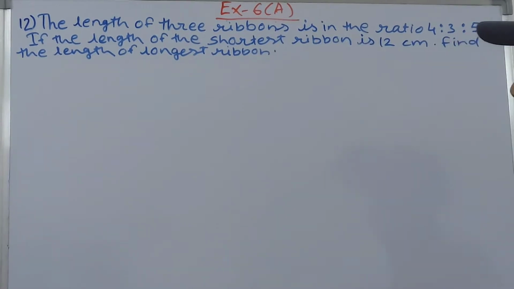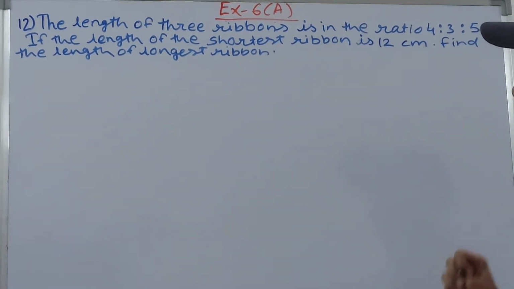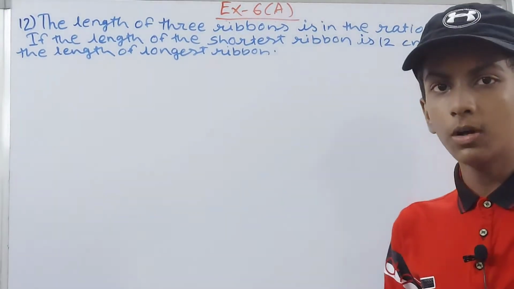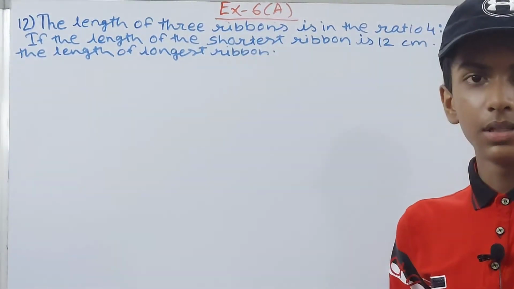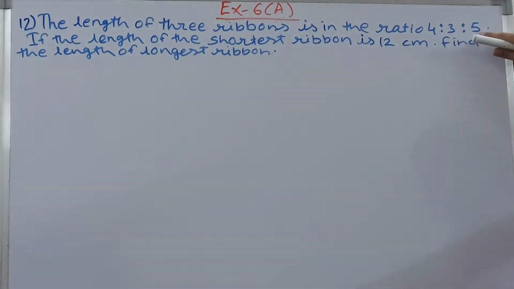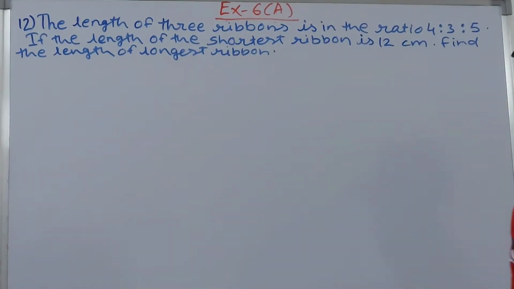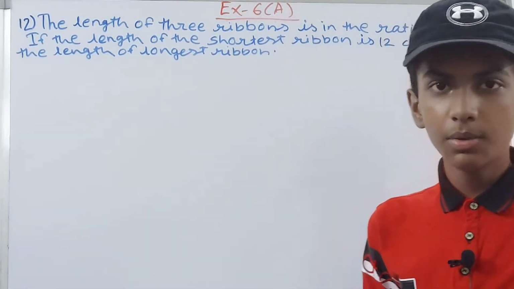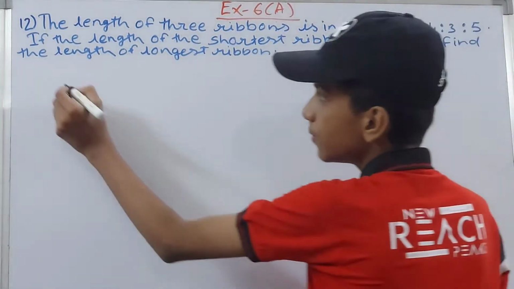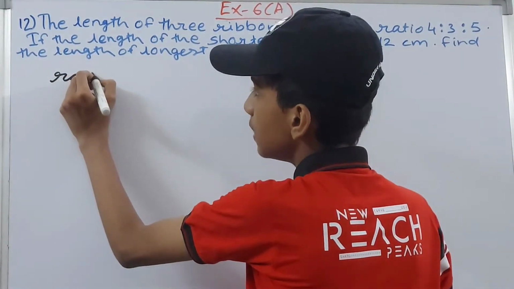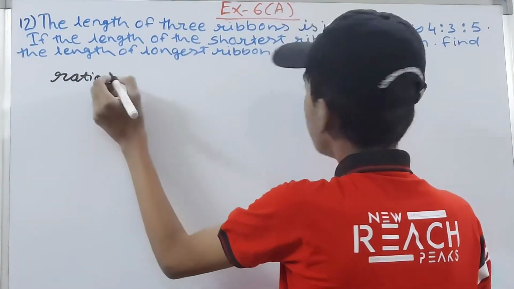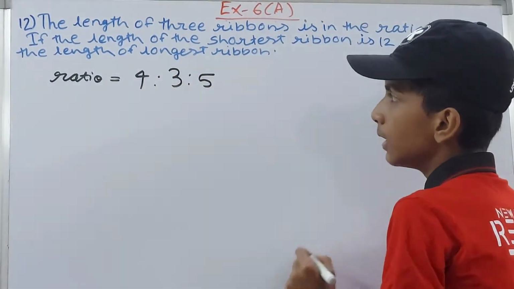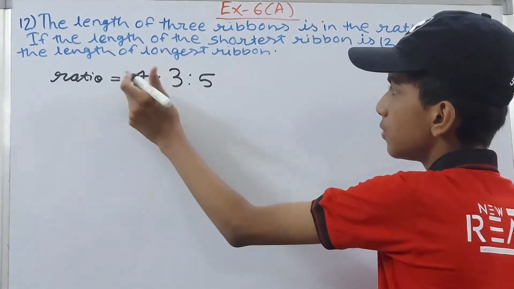longest ribbon? Now you can see here that the total is not given to us. If we have to find the length of the longest ribbon, which is the longest ribbon in this? You can see 5 is the longest ribbon because in the ratio it has the highest value. So of course it will be the greatest, or basically the longest ribbon. So you write it first over here that ratio is equal to 4:3:5, right? So this is 4:3:5.